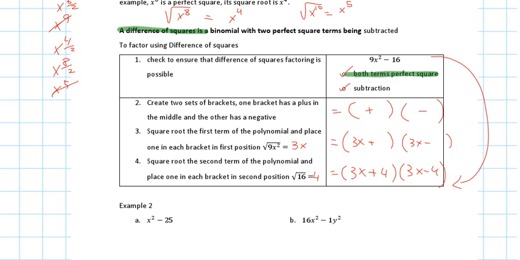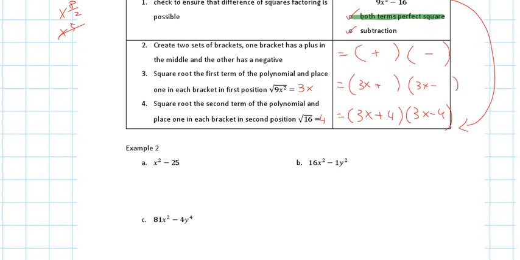So let's look at the first one. X squared minus 25. The question is factor. What are the questions that you're going to ask yourself? Are they perfect squares? Is x squared a perfect square? Is 25 a perfect square? Good. Is there a subtraction between them? Yes. So I can factor difference of squares.